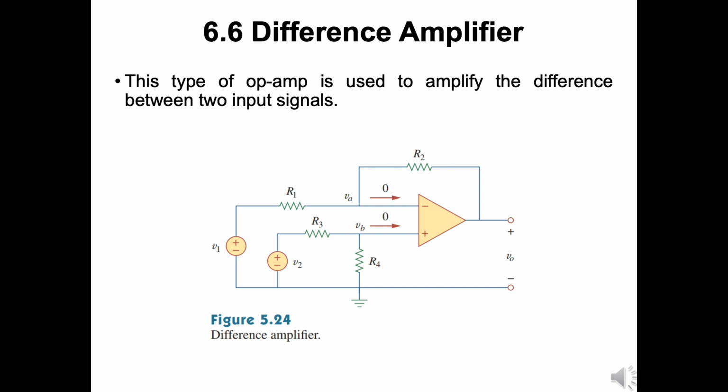Difference amplifier. This type of op-amp is used to amplify the difference between two input signals. Here, as can be seen in this figure, clearly this amplifier has two different input signals. Consider the op-amp circuit shown in this Figure 5.24. Keep in mind that zero current enters the op-amp terminals.